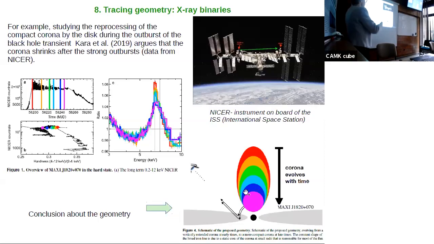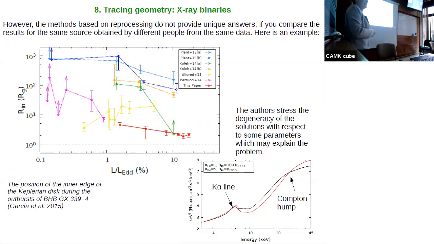Here it is in the form of a base jet or whatever, something which is levitating along the symmetry axis for whatever reason. On the other hand, it's not that conclusive. This is a kind of compilation of the results of the location of the inner disk radius as a function of Eddington ratio for a single source, but from different authors.